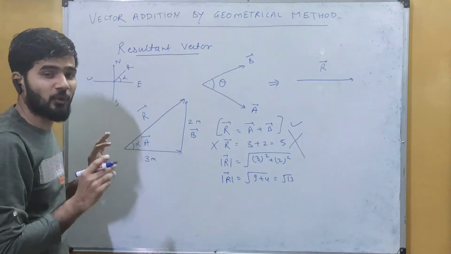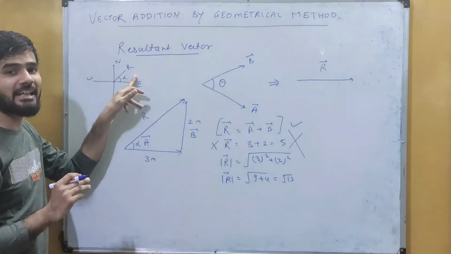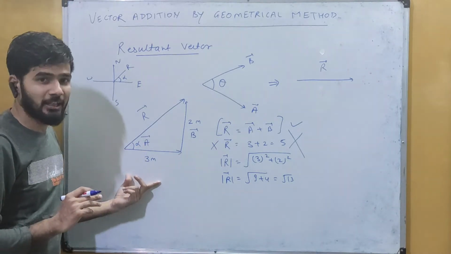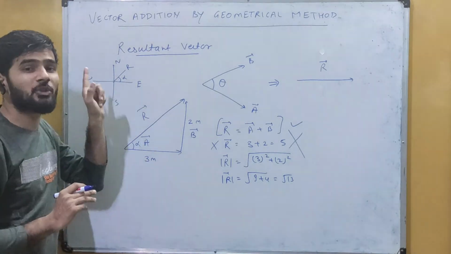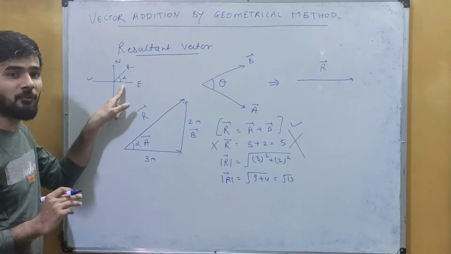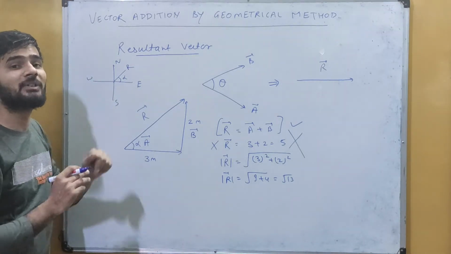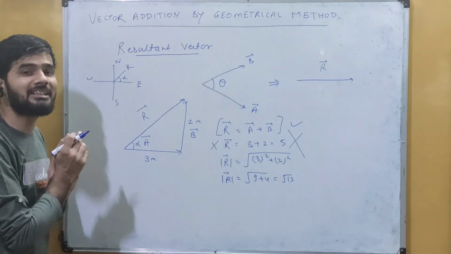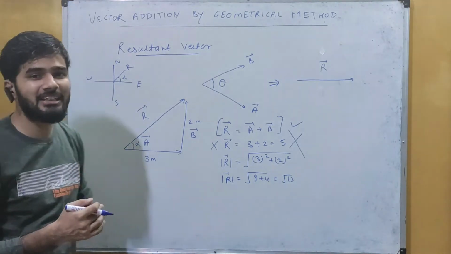So for the direction, you can write that the resultant is making an angle of alpha with the east, or it is making an angle of alpha with the vector A. Or in terms of direction, you can write that it is making an angle of alpha north of east. Okay, in this way you can find the direction of the resultant vector. So this is all about the resultant vector.